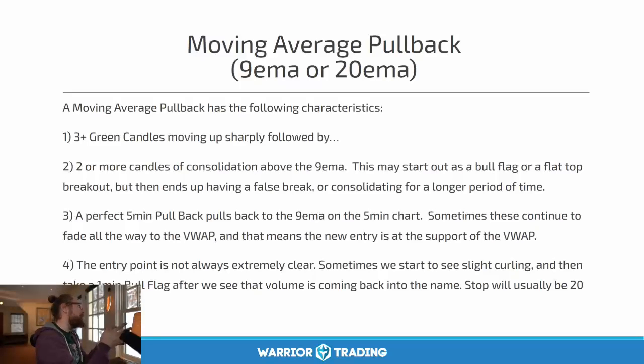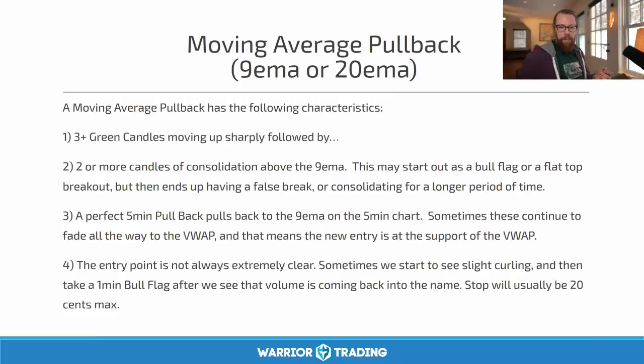A perfect 5-minute pullback will pull back right to the 9 EMA on the 5-minute chart, as sometimes these will continue to fade all the way back to the VWAP. And that means the new entry is going to be around the support of the volume weighted average price. The only problem with this setup is that the entry point's not always very clear. And that's because the first candle to make a new high is no longer as significant because we're experiencing just general consolidation. And so for that reason, sometimes we'll end up waiting to take our entry for the price to really break back out to the upside over one of the more critical levels, perhaps a pivot, which is something we'll talk about in a moment.